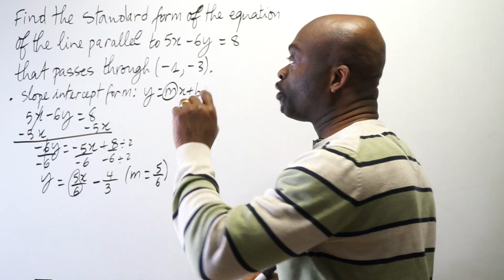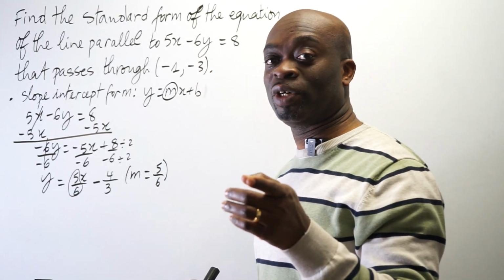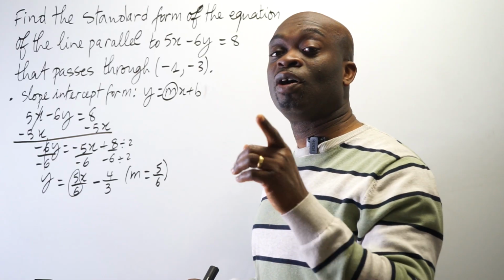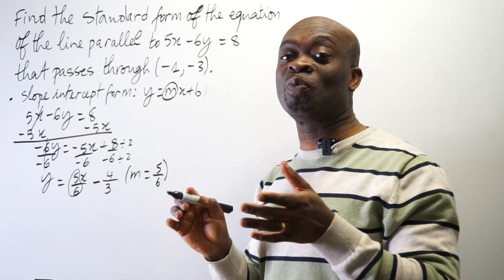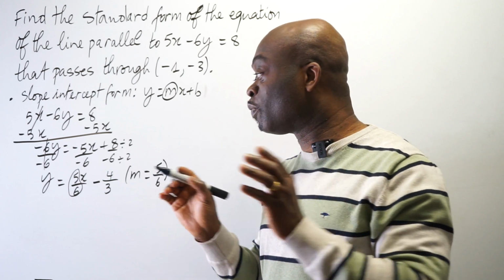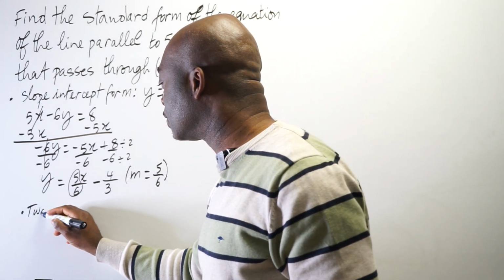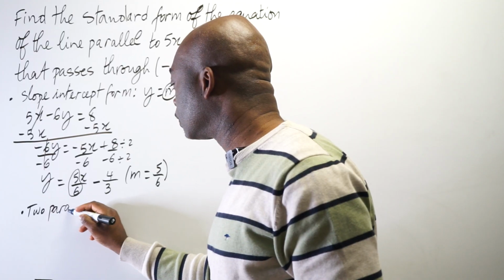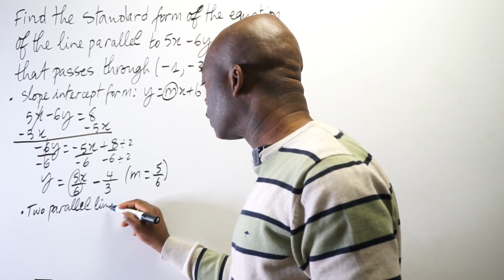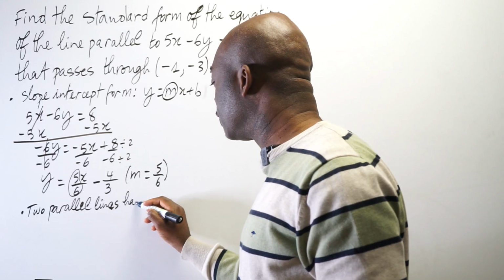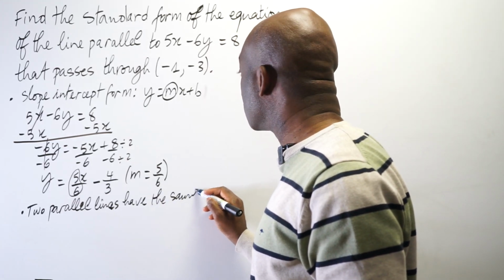So now we know the slope, and then we have a point. But remember, that's the slope of the line that is given to us, not yet the slope of the line that is parallel to it. However, what do we know about two parallel lines? They have the same slope. That's it, period. Okay? So two parallel lines have the same slope.